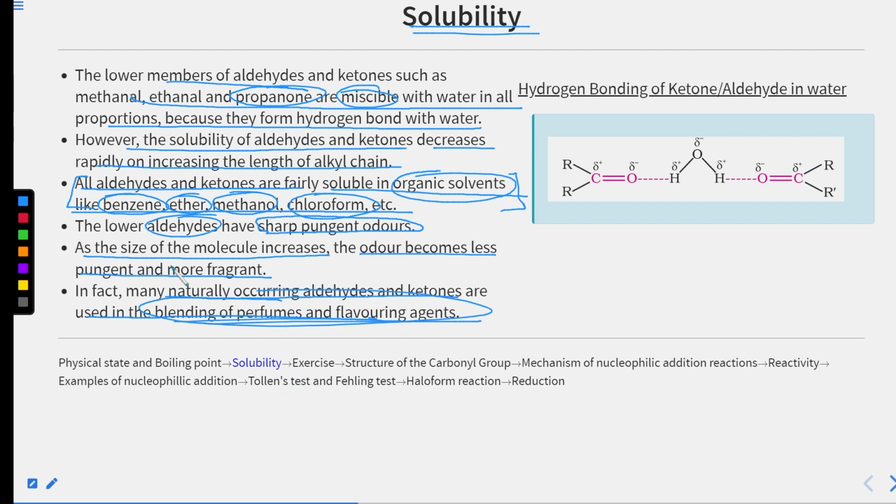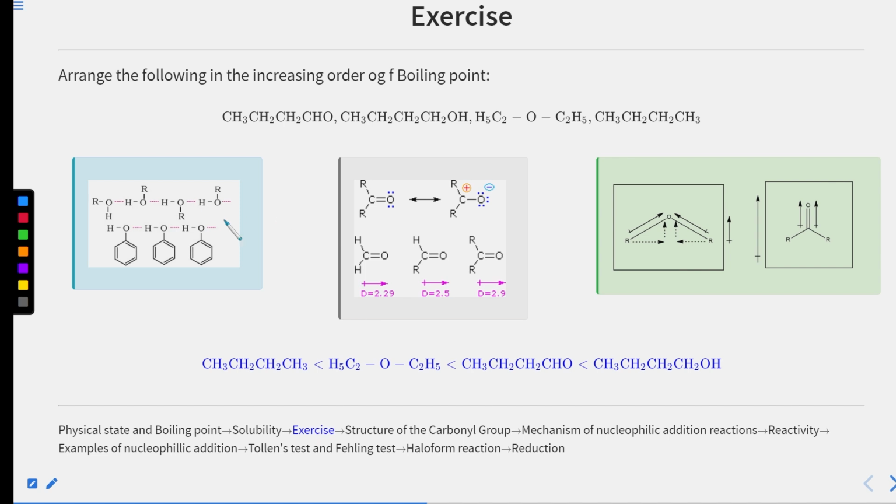Clear? So if I talk about this whole slide, then I would say that as we increase the size of the molecule in the case of aldehydes and ketones, their solubility decreases due to a decrease in the polarity of the C=O bond. Also, the molecules having lower molecular mass have a pungent smell, but as we move to the higher ones, their scent becomes more fragrant, and they are also used in the blending of perfumes and flavoring reagents. Now I would do an exercise in which I would try to compare some organic molecules with respect to their boiling points.